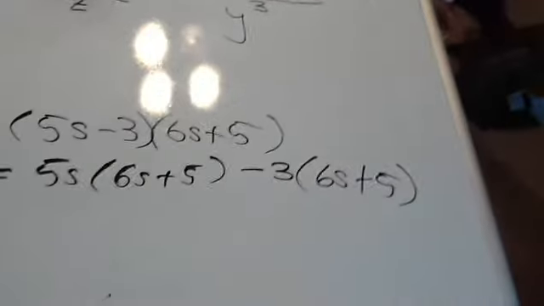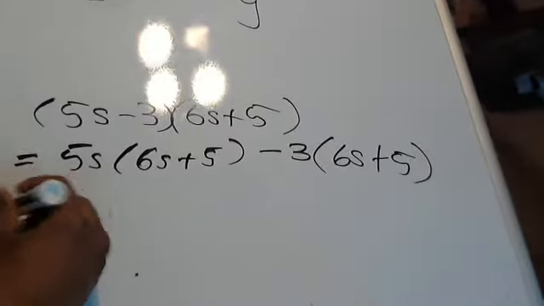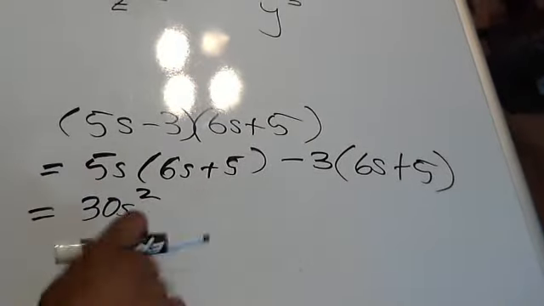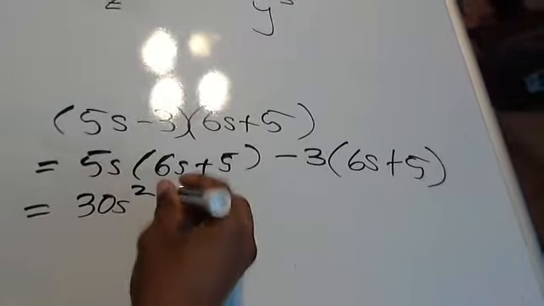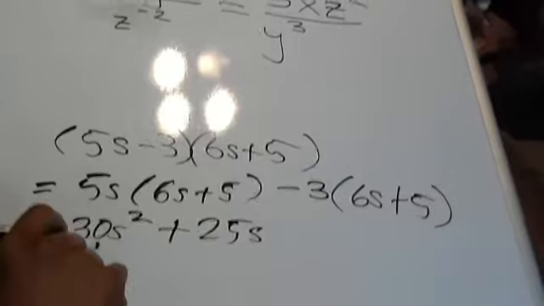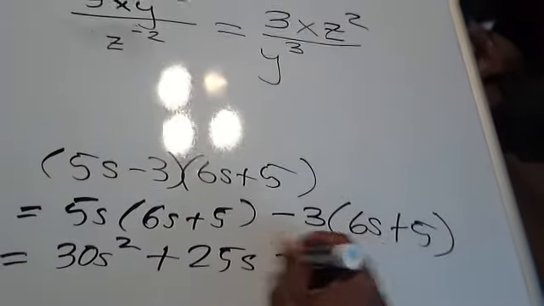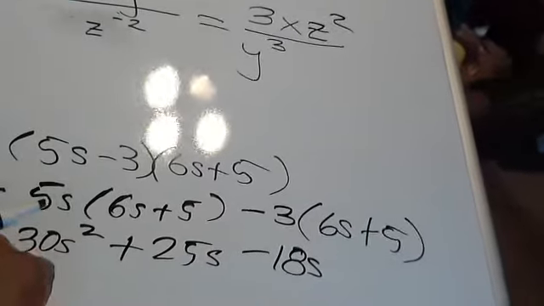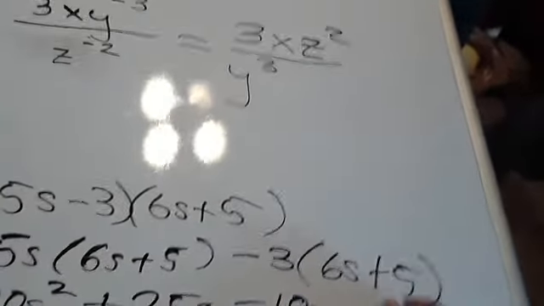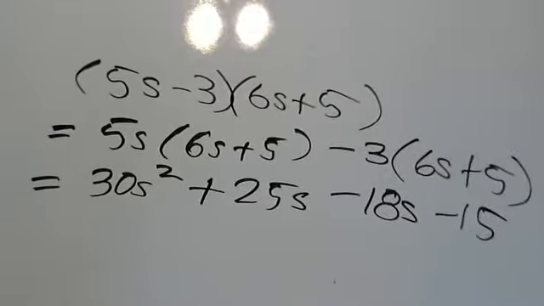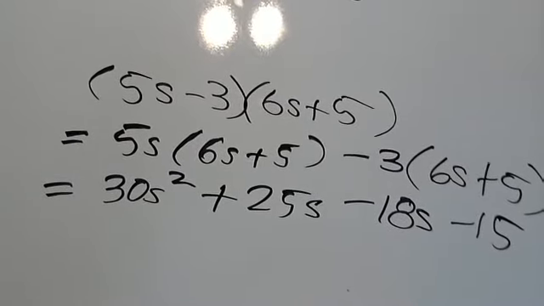So we'll have, I think backing out will do it. 5s times 6s is 30s squared. 5s times 5, that'll be a plus 25s. And then that minus 3 times 6s, that's a minus 18s. And then that negative 3 times 5 will be a minus 15. So that's what we have. No more parentheses. All we have are these 4 different terms floating around.